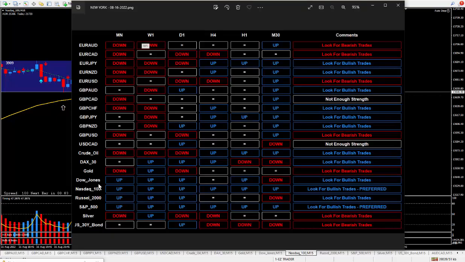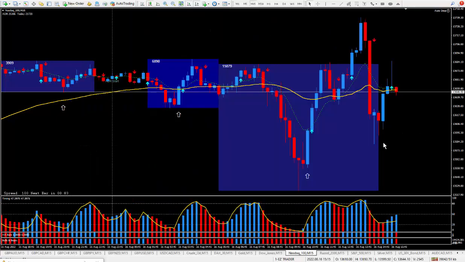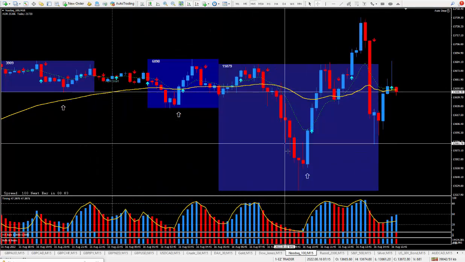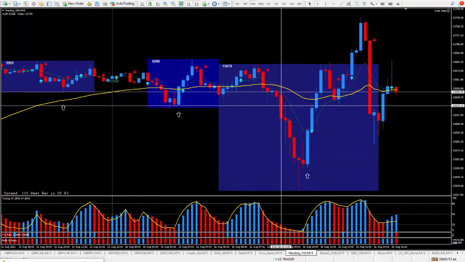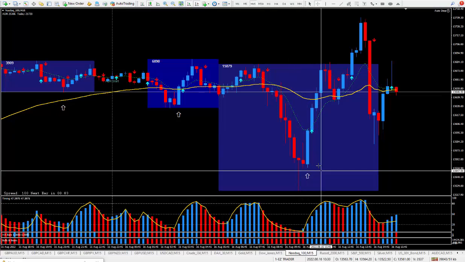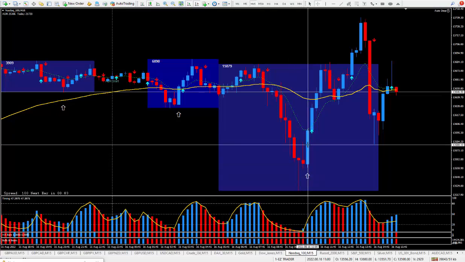Look at all this. I took this screenshot this morning at 7 o'clock, so look at NASDAQ. Look at all the ups. Preferred. So after it does this little bit of a cycle, you'll have the 30 minutes and the 1 hour in your favor, and then you can trade. That's your trigger candle, and you're going to take the trade right here.